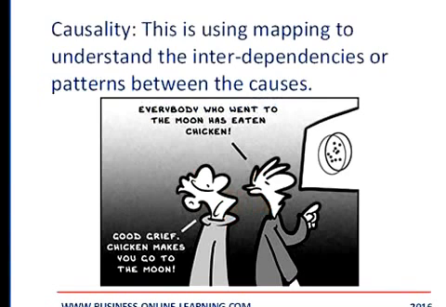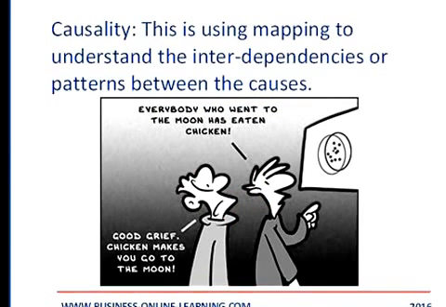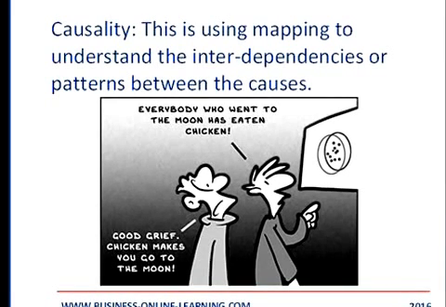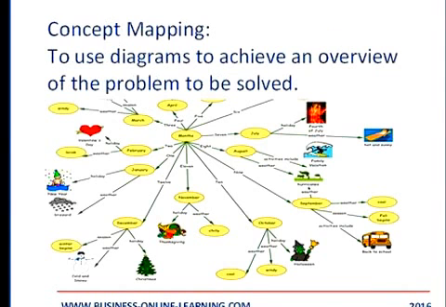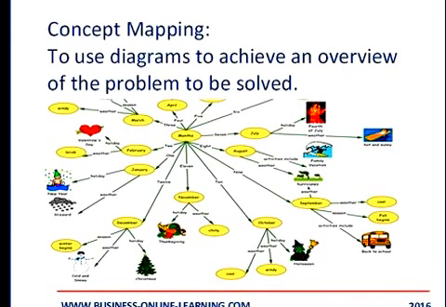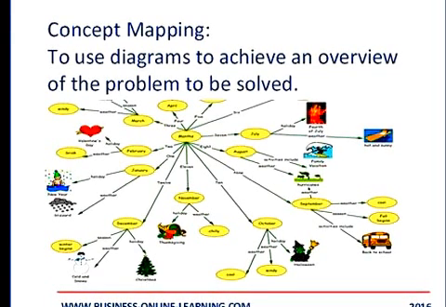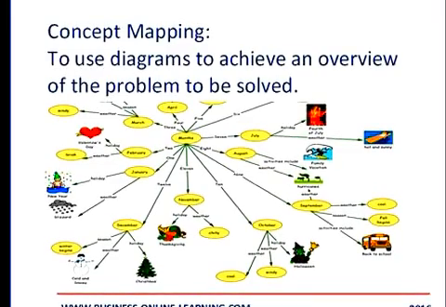You can use the idea of causality. This is using mapping to understand the interdependencies or patterns between causes. Maybe your problem has a multiple of causes. Have you ever tried concept mapping? The idea is to map out your concept using diagrams, and this way you achieve an overview of the problem that you want to solve.